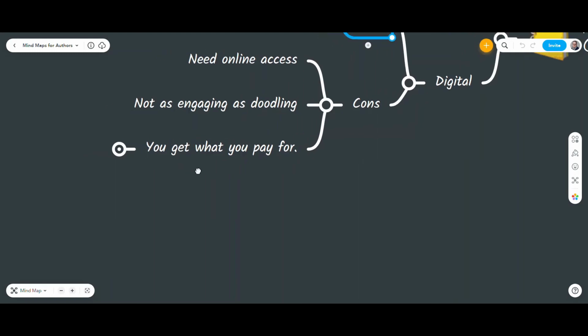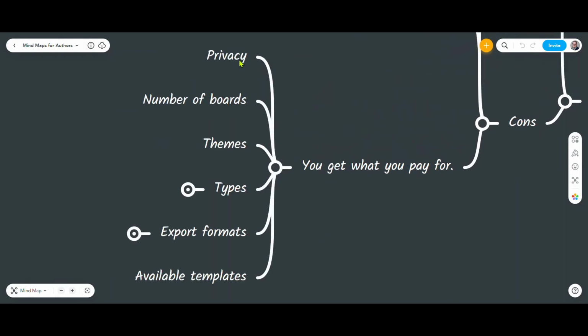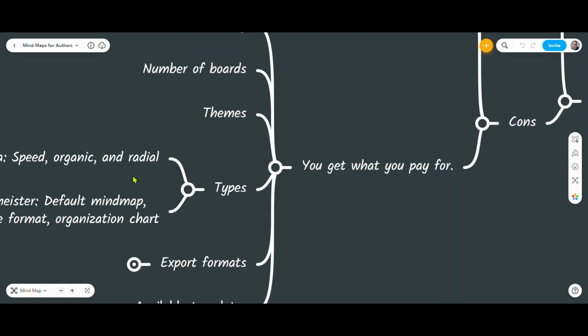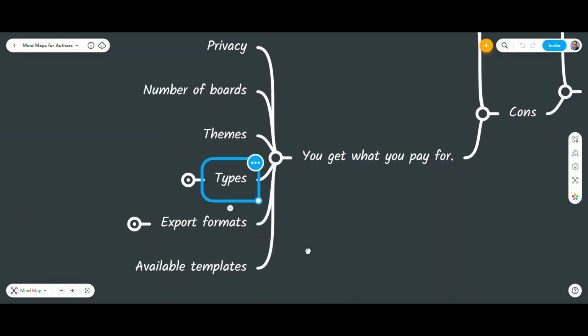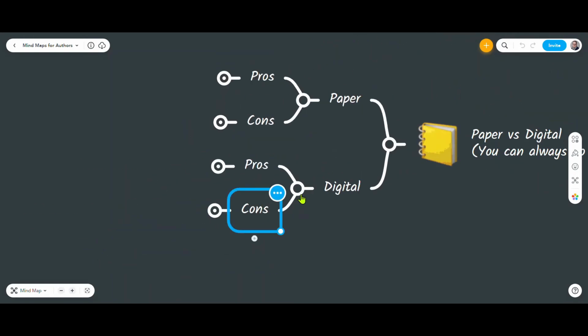You get what you pay for, and what I mean by that is in the various applications, the pricing tends to include or exclude based on the privacy of your mind maps, the number of boards you get, the themes that are available, types of mind maps, like if it's speedy, organic, or radial, like we discussed in the other topic, export formats, and how many templates are available. So those are the cons of digital mind maps. That's how these two compare. Neither one is necessarily better. It just depends on your situation and what you're trying to accomplish.